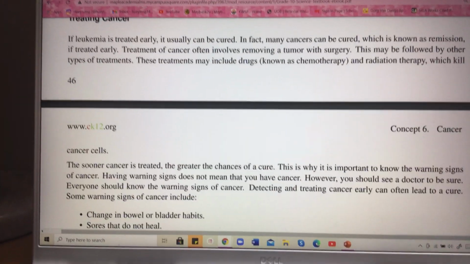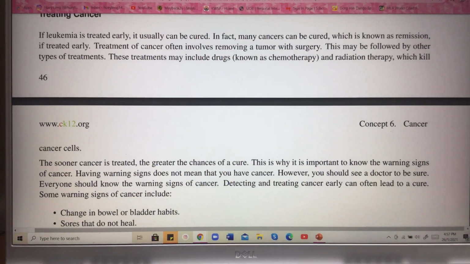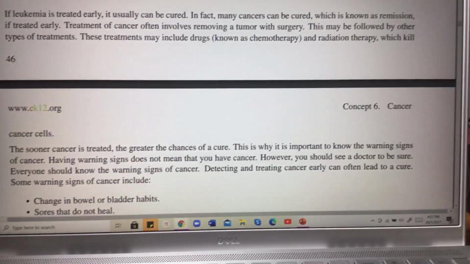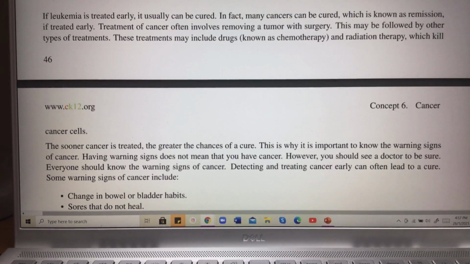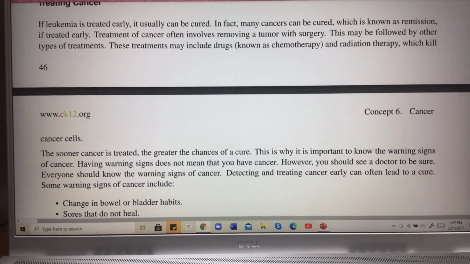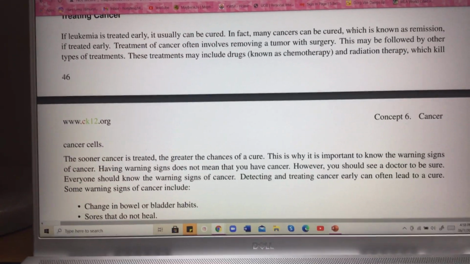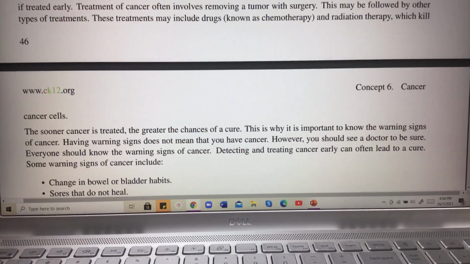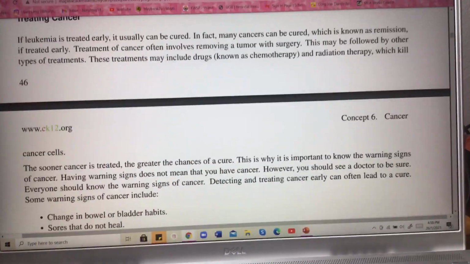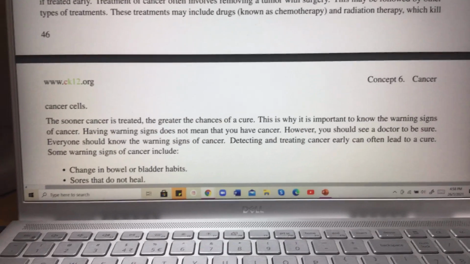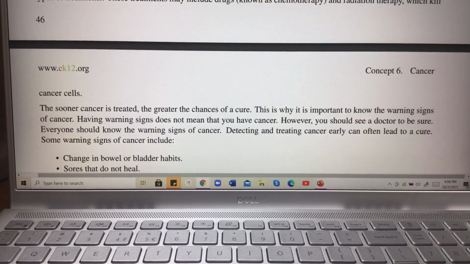Treating cancer. If leukemia is treated early, it can be cured. In fact, many cancers can be cured. This is known as remission. If it's treated early, treatment of cancer involves removing the tumor with surgery. This may be followed by other types of treatments. The treatments may include drugs, known as chemotherapy, and radiation therapy, which kills cancer cells. The sooner cancer is treated, the greater the chances of a cure.